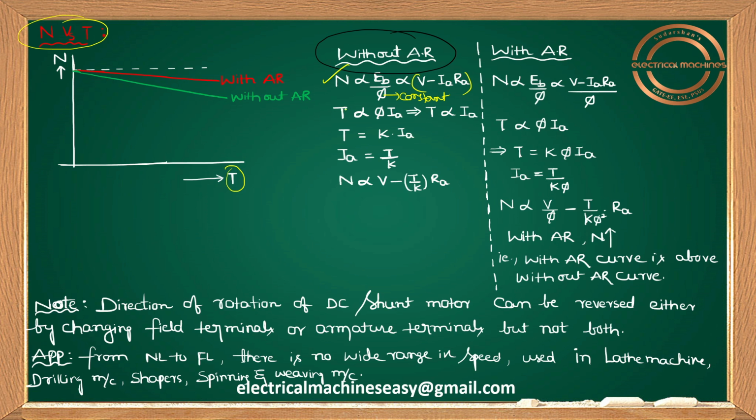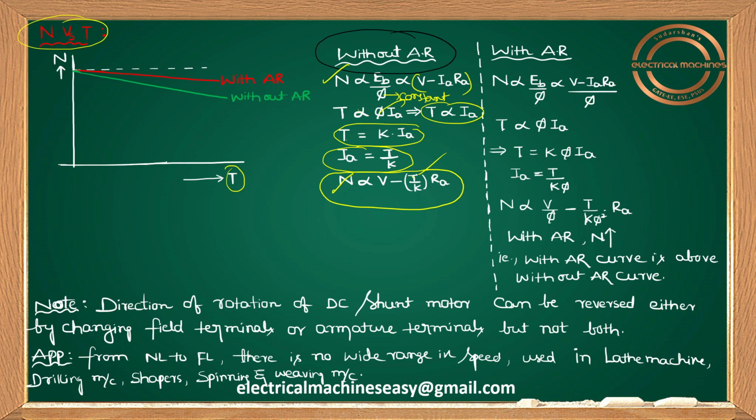T is proportional to flux into IA. Flux is constant here, so T is proportional to IA. Torque equals some constant K into IA, so IA equals T by K. So N is proportional to V minus T by K into RA. Ultimately now you can draw the N versus T curve, because I have the N equation in terms of torque.